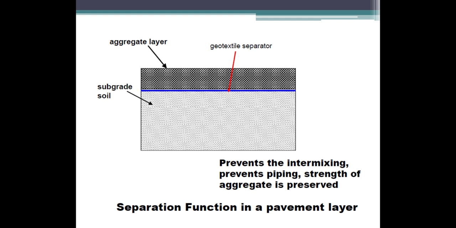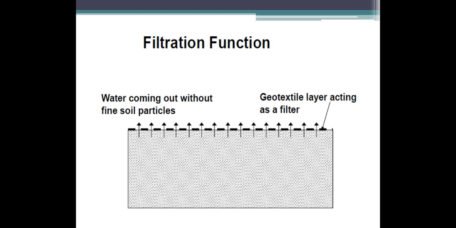A geotextile separator is applied between the subgrade soil and the top aggregate layer. If there is no separation layer, what happens when there is wheel movement? The aggregate will penetrate into the subgrade soil, and there will be intermixing of the particles, so there is a decrease in the subgrade soil strength. If you provide a geotextile separator, we can prevent the intermixing and the piping action, and the strength of the aggregate is preserved. We also apply geotextiles or geosynthetic material as a filter layer.